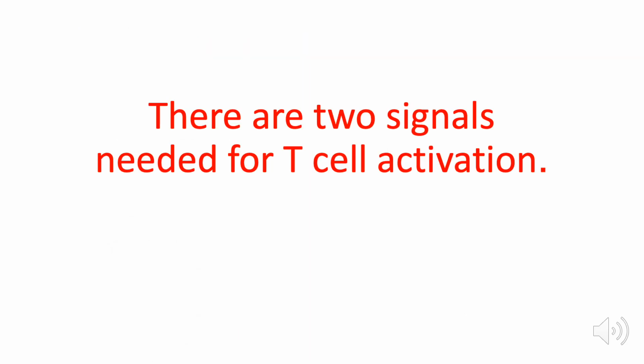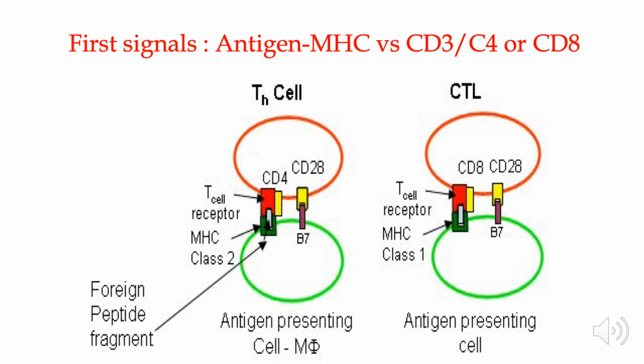Do you know that T cells need 2 signals before they can be fully activated? So what are these 2 signals? The first signal is provided by the interaction of the MHC class 1 or class 2 with the loaded antigen to the T cell receptors, which contain CD3 and CD4 or CD8.